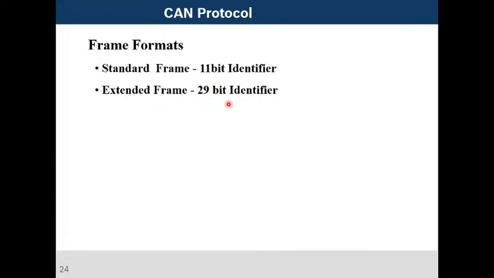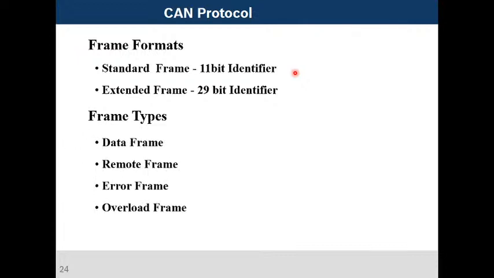Why do extended frames come in? With the standard frame, the number of message IDs you can create is only 2 to the power 11. That's the limitation. But with the extended frame, it's 2 to the power 29, a huge number. That's the reason the extended frame comes into the picture. Then the frame types: data frame, remote frame, error frame, and overload frame. In total, four different frames are available in the CAN protocol.